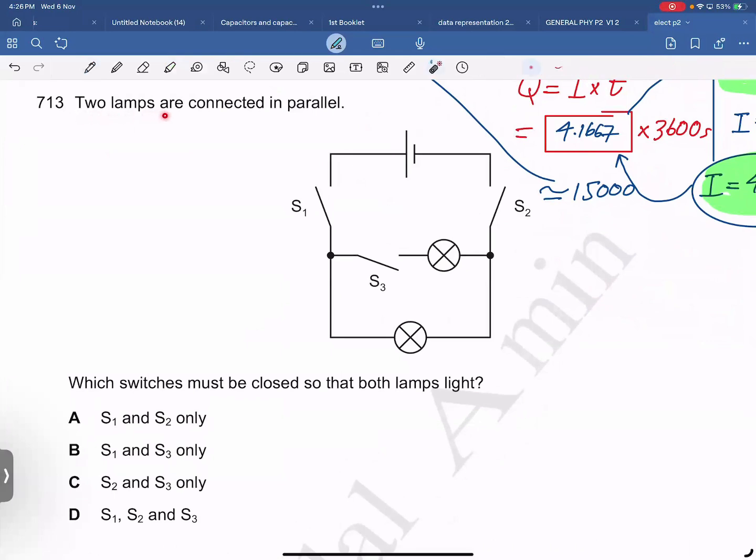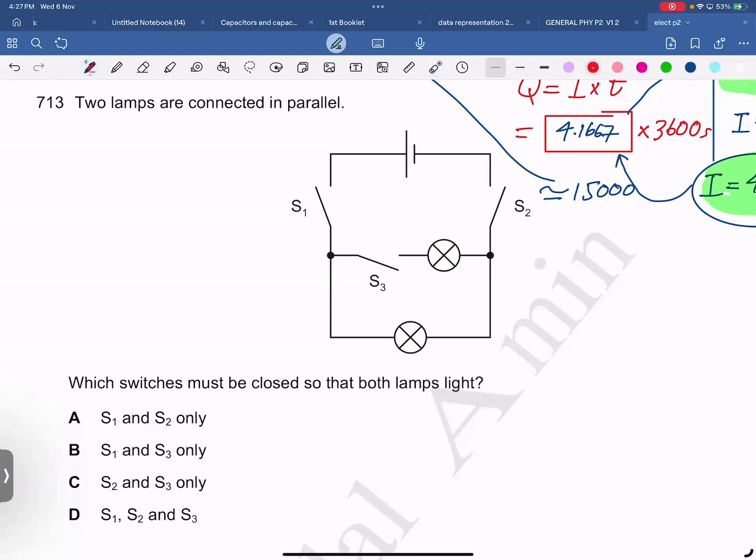713 says two lamps are connected in parallel. You can see this lamp and the other lamp. Which switches must be closed? Close means turn on so that both lamps light up. Both lamps light up, so both must have current.